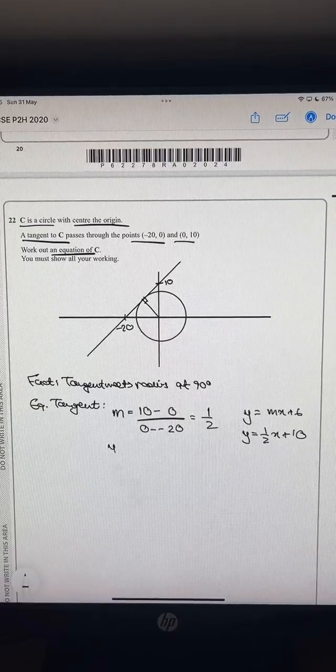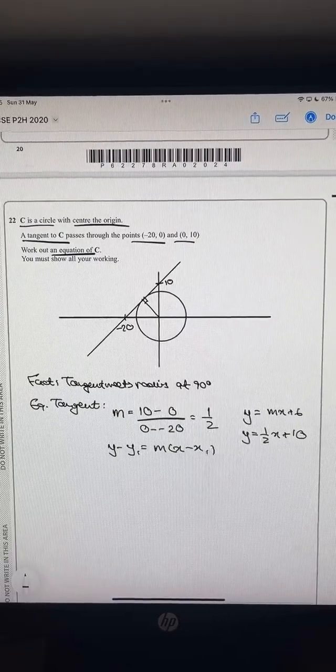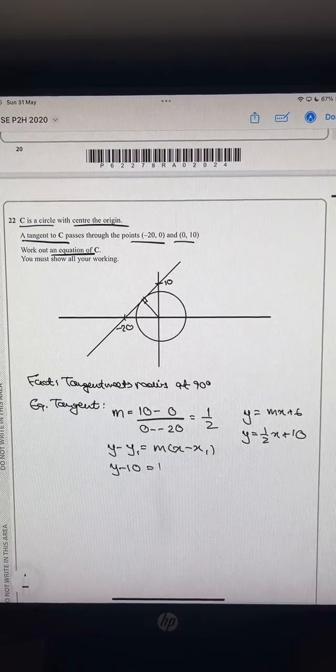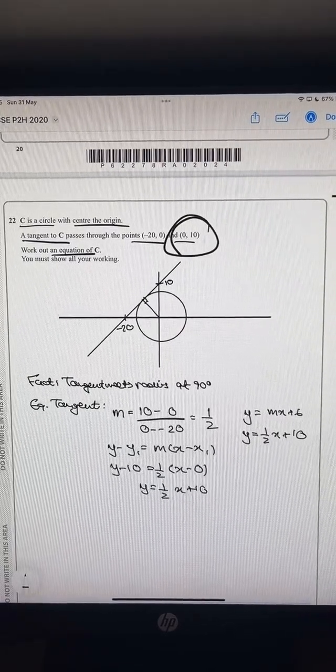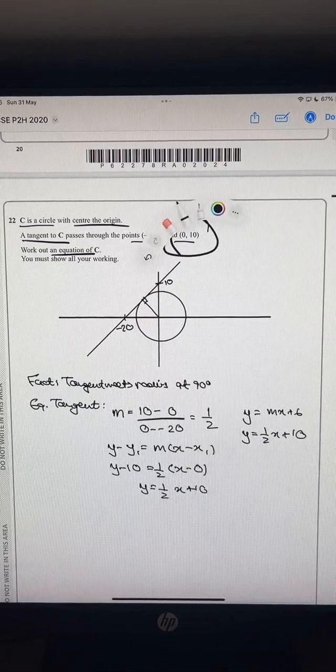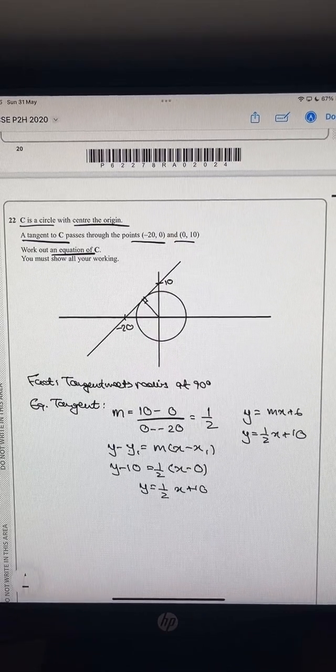Alternatively, you could do y minus y1 equals m(x minus x1), and then sub in like this. This method here is how you would do this if they did not give you the value of the y-intercept. So you just use this standard equation of the line and then sub in. So you've got your equation there of your tangent.